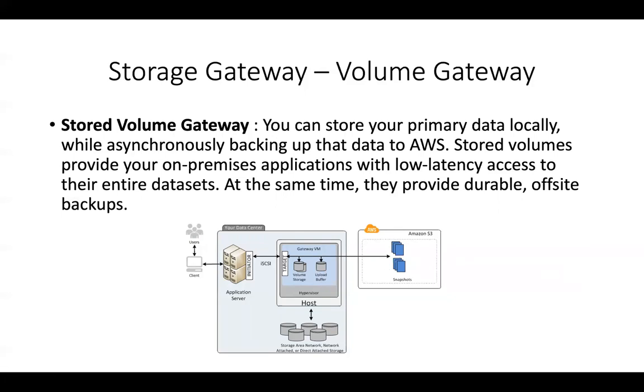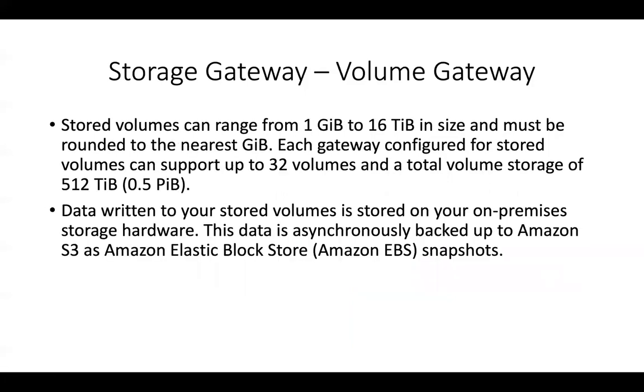So it's pretty similar to cached volume gateway. But when it comes to stored volume gateway, it can range only from 1 GB to 16 TB. With cached volume gateway, it ranged from 1 GB to 32 TB. But with stored volume gateway, it's only 1 GB to 16 TB, which means the maximum that you can store, which is 32 volumes for the gateway, is around 512 TB, which is half of cached volume gateway, right? And data written to these stored volumes is stored on your on-premise storage hardware, and then the data is asynchronously backed up to S3 as EBS snapshots.